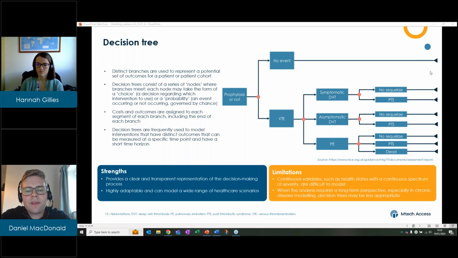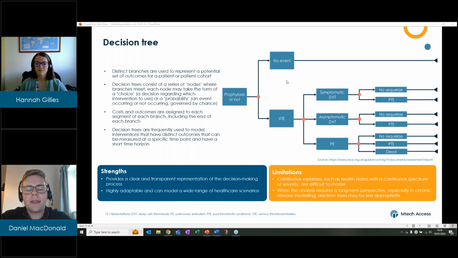With decision trees, there are some key limitations. The first one being that continuous variables, such as health states with continuous parameters being analysed, are difficult to model. So, for example, if we have a chronic disease that we're looking at, patients that reoccur different clinical outcomes on a model cycle basis, that'd be quite difficult because the decision tree only specifically looks at discrete events. So modeling long term is difficult.